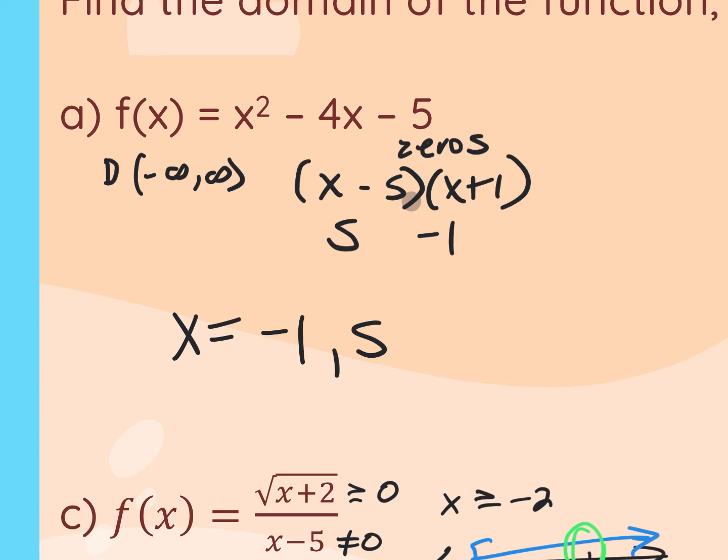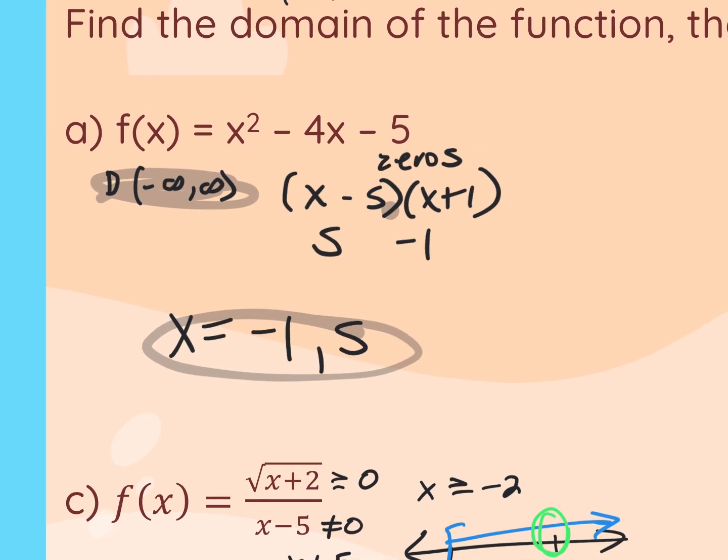Questions on that one? No, it is all real numbers. The zeros are just where it crosses the x-axis, but they're still part of your domain. There's no restriction on that domain. So this is the domain by itself, and then this is the zeros.